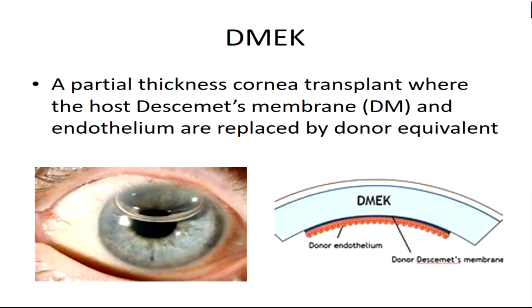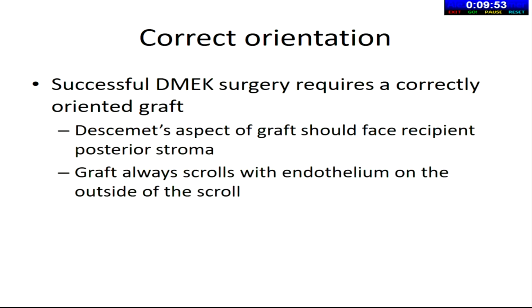As you know, DMEK is a partial thickness graft whereby the Descemet membrane acts as a carrier for endothelium, and it is like replacing like. Correct orientation is really important, and that's already been mentioned. It depends on the Descemet aspect of the graft facing the posterior stroma of the recipient. And as was already shown by Dr. Rishi, the graft always scrolls with the endothelium on the outside of the scroll.